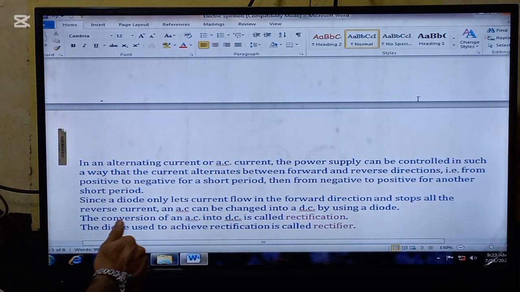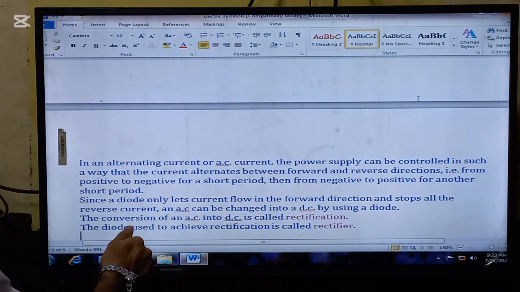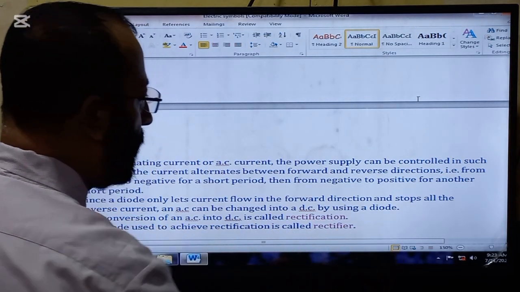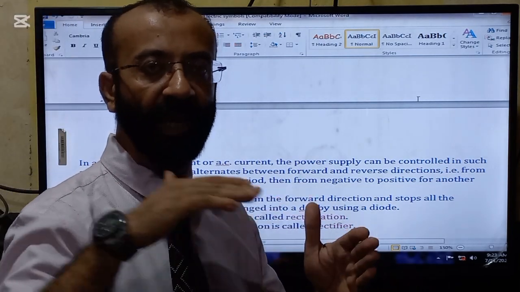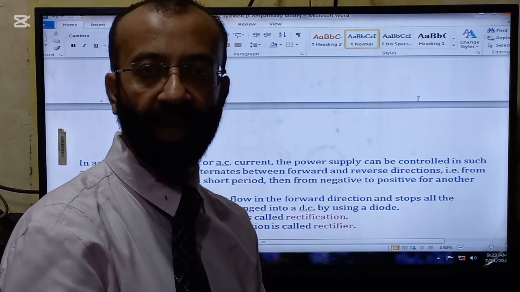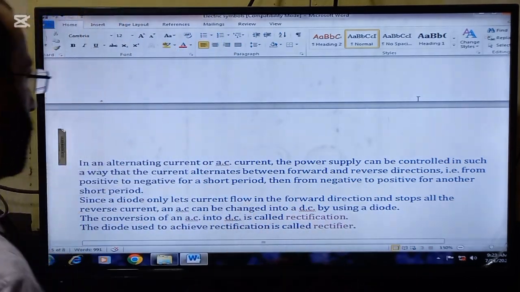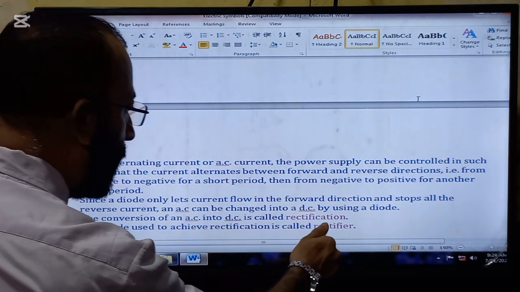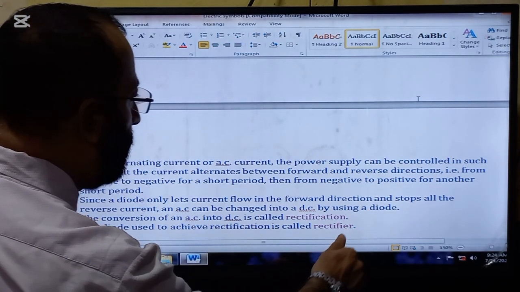A diode only lets current flow in the forward direction and stops all the reverse current, and AC can be changed into DC by using a diode. Because AC alternates the current, we can make the current flow in one direction by using a diode. The conversion of AC into DC is called rectification. The diode used to achieve rectification is called a rectifier.